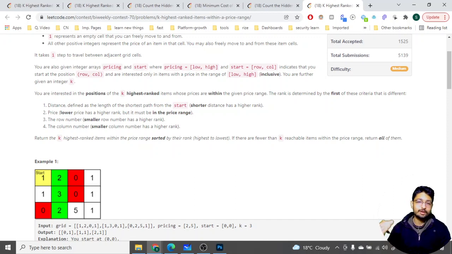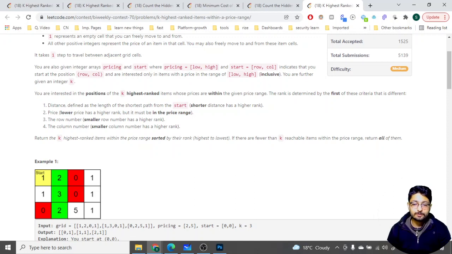Pricing is low and high, and start is row and column. So you are also given a starting block and a pricing range. The starting row and column define your starting coordinate, and the pricing range means you are interested only in items with a price between low and high inclusive. So I'm only interested in the items whose values, as I iterate over them, are in the range of low and high. I will only care about those prices.